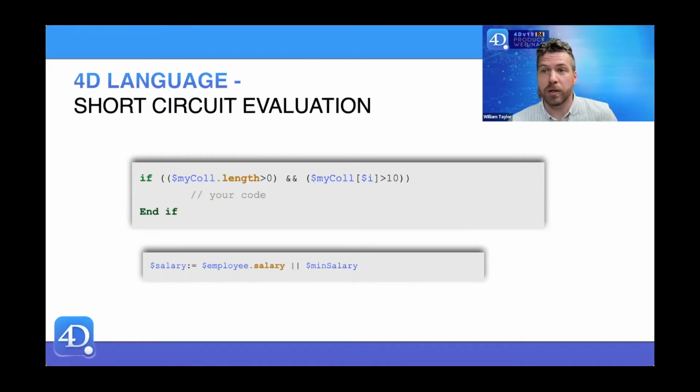For example, if we look at the first code block, if the length is greater than 0 and the ith value of the array is greater than 10, well, before, both pieces of code would have been executed. But now, if the length is not greater than 0, the second argument will not be executed. So this makes the code simpler and easier to read.